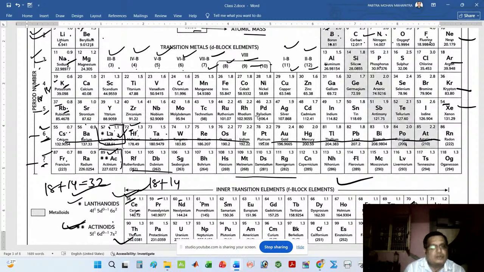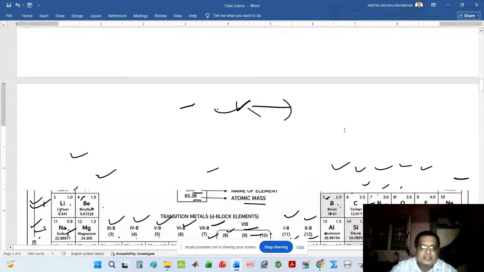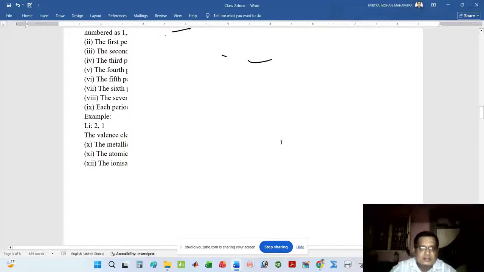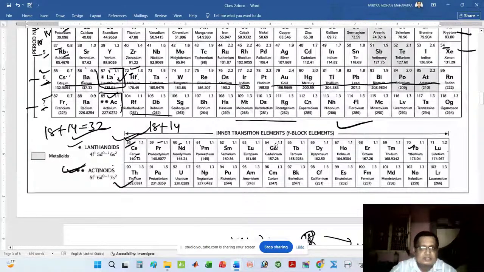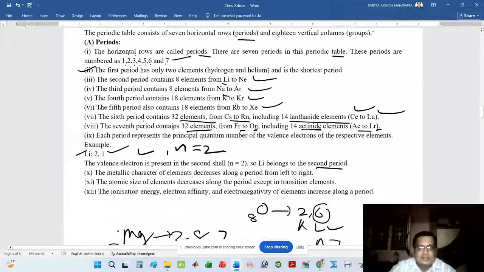Suppose the n value is 4, you can say that the element is present in the fourth period. If the n value is 6, you can say that the element is present in the sixth period. Like this, you can say the period of any element. So what does this point say? This point says that each period represents the principal quantum number of the valence electron of the respective element.